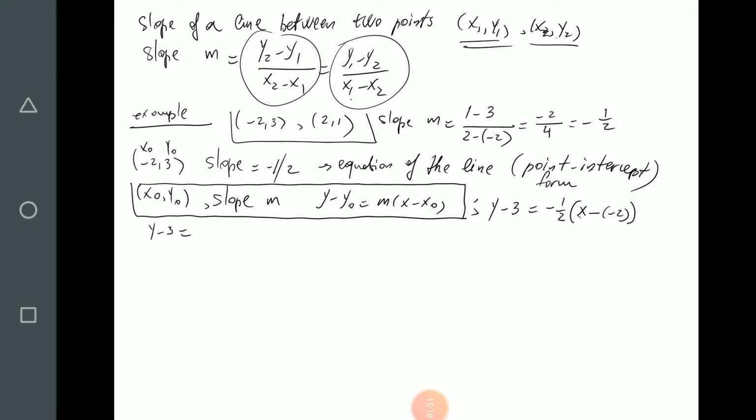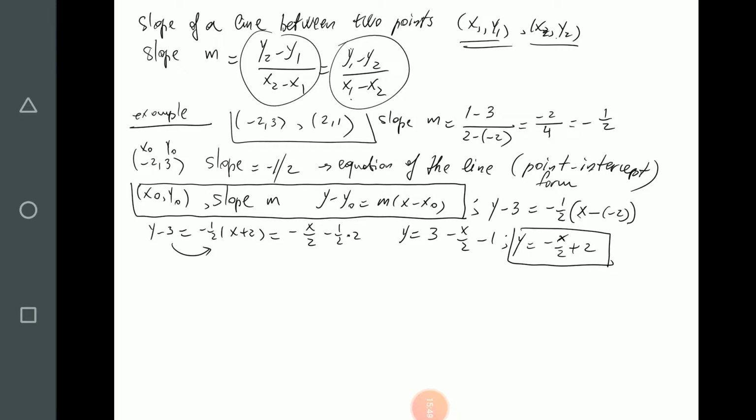Let's clean up a little bit. Y minus 3 is minus 1 over 2 times x plus 2. We can distribute minus 1 over 2. So we have minus x over 2 minus 1 over 2 times 2, which is minus 1. Let's move 3 over as well. So that makes it y equals 3 minus x over 2 minus 1, and then 3 minus 1 is 2. So in a simplified form, in the slope-intercept form, the equation of this line is y equals minus x over 2 plus 2. It's a good habit to write it in the slope-intercept form, because if we need the slope later, it's easy to read. The coefficient of x happens to be the slope.